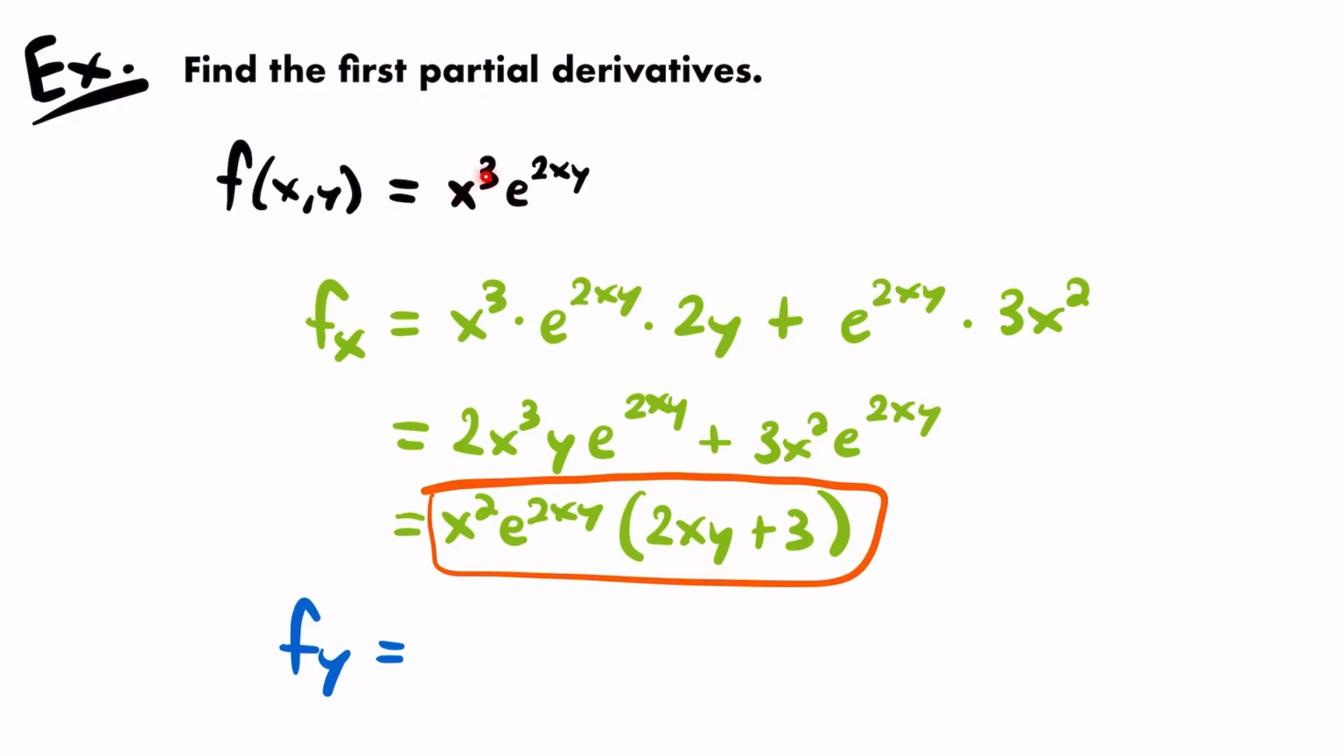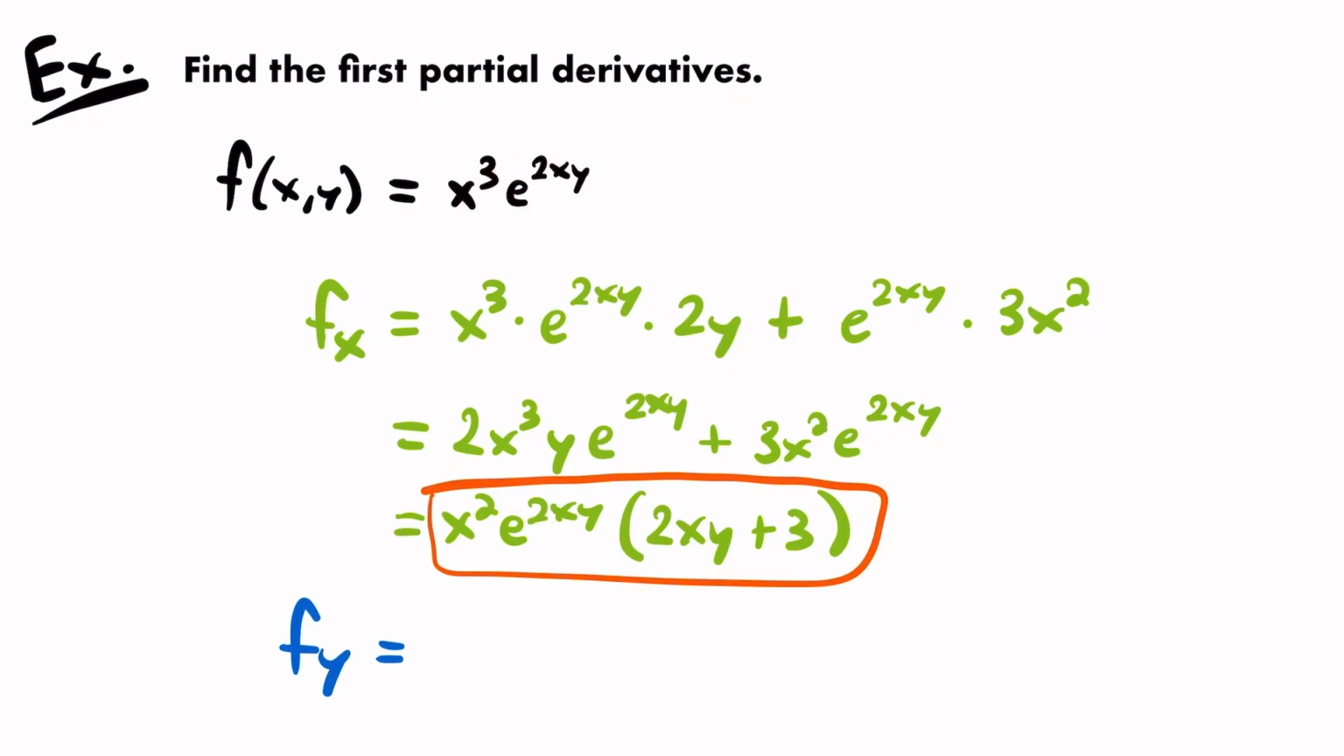This is just x cubed being multiplied by e to the power of 2xy. There is only one y in this entire function, and it's part of the exponential function. So this x cubed here is just a constant. We do not have a product of two functions in terms of y. In order for you to be able to use the product rule here, y would have to be in both of those parts.